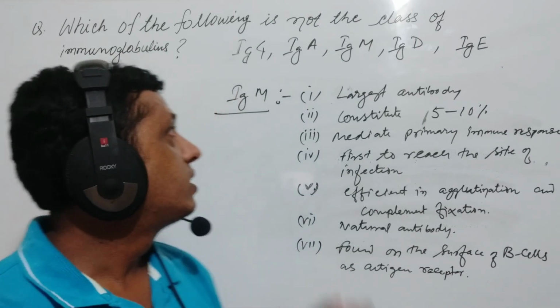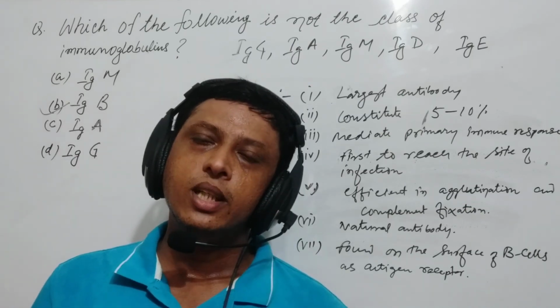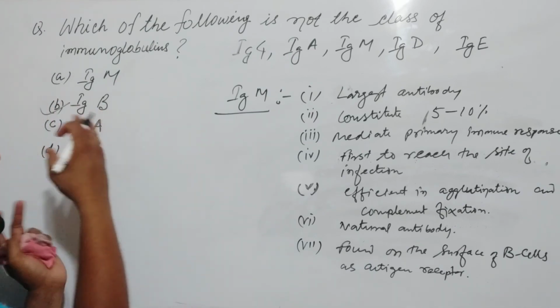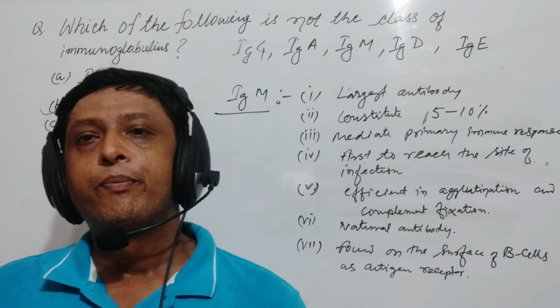So these are all about the 5 different classes of immunoglobulins, and you have also got the right answer that IgB is not a class of immunoglobulin. I think you have understood all this, and thank you.